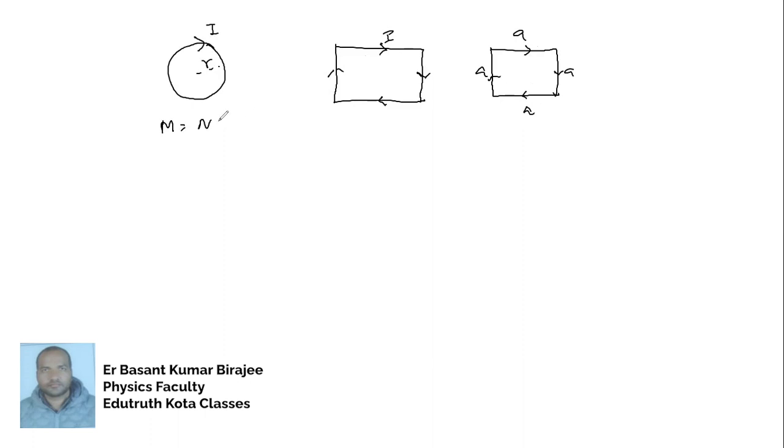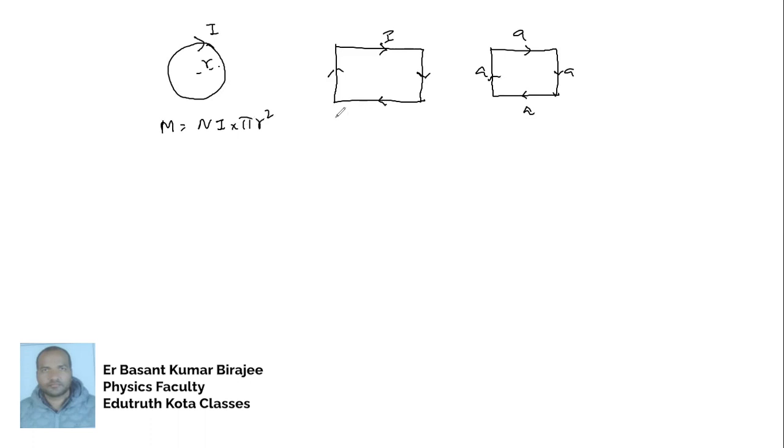N I into pi r square, that is I A. Here, N is the number of turns. If you have only one turn, then you just have pi r square I.